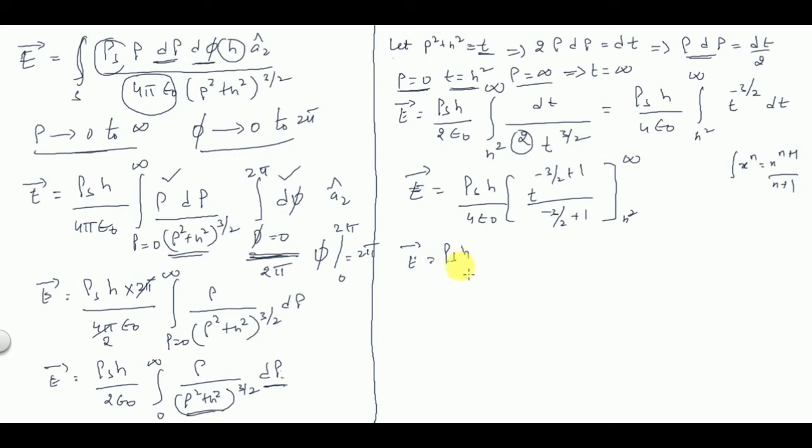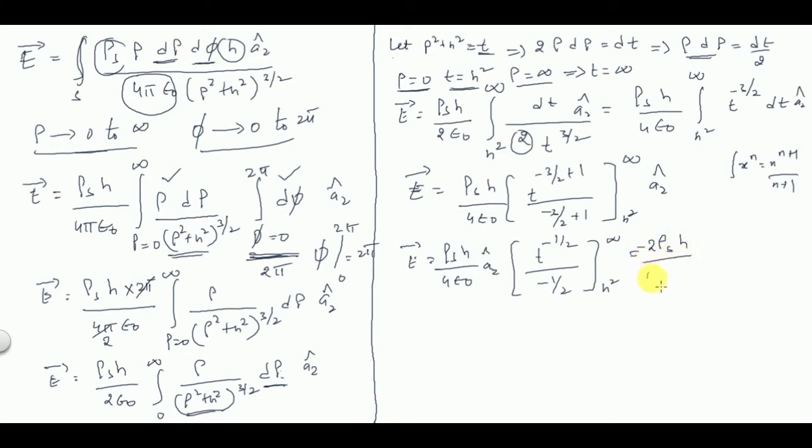So E bar is equal to rho s into h by 4 epsilon naught. So az cap will be there. Everywhere az cap is there. Okay, so everywhere you have to write az cap. I forgot to write here. Into, so this becomes t power minus 1 by 2 divided by minus 1 by 2. Limits are from h square to infinity. So this becomes minus 2 when it goes to numerator. So minus 2 rho s into h by 4 epsilon naught, right?